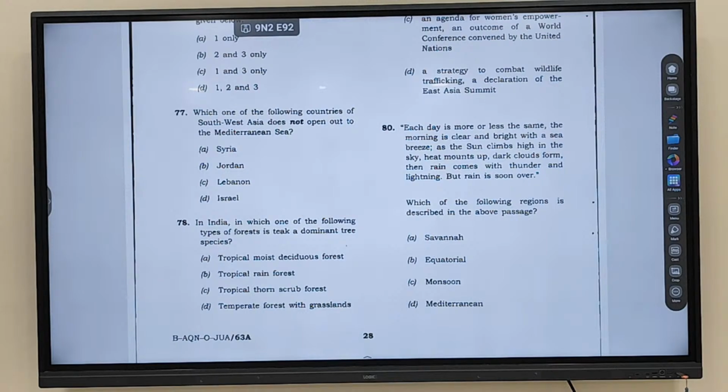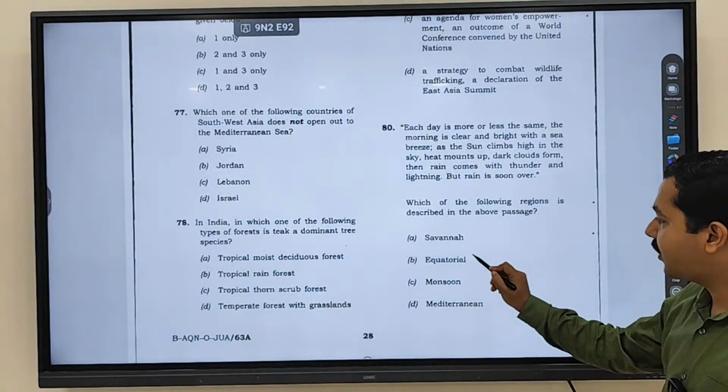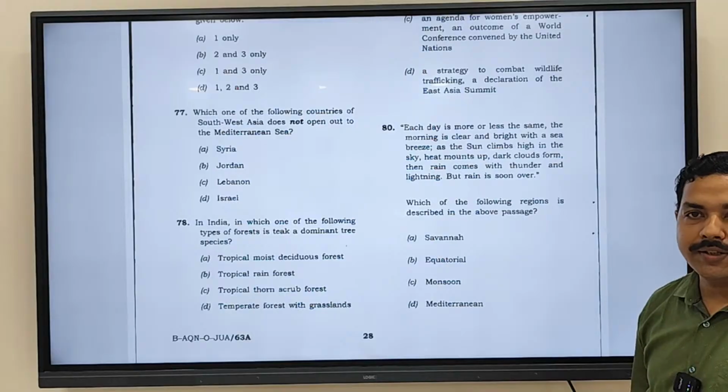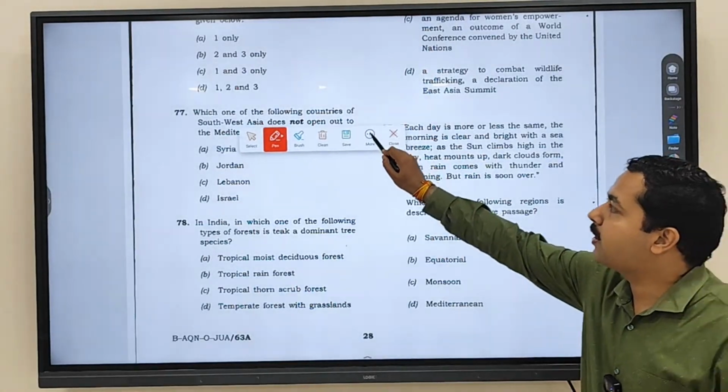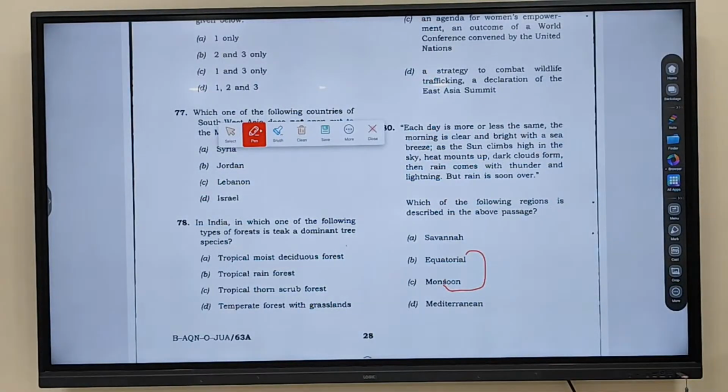Mediterranean. Okay. Anyone else? The answer here is equatorial region. Answer here is what? Currently we have discussed only two climatic conditions. If I'm asking a question, you can apply the logic. It has to be related either with the equatorial.